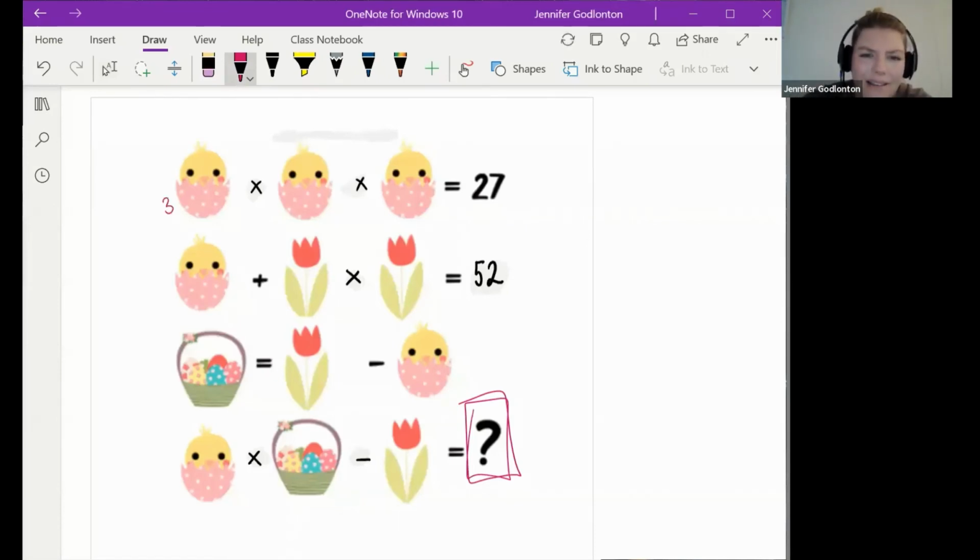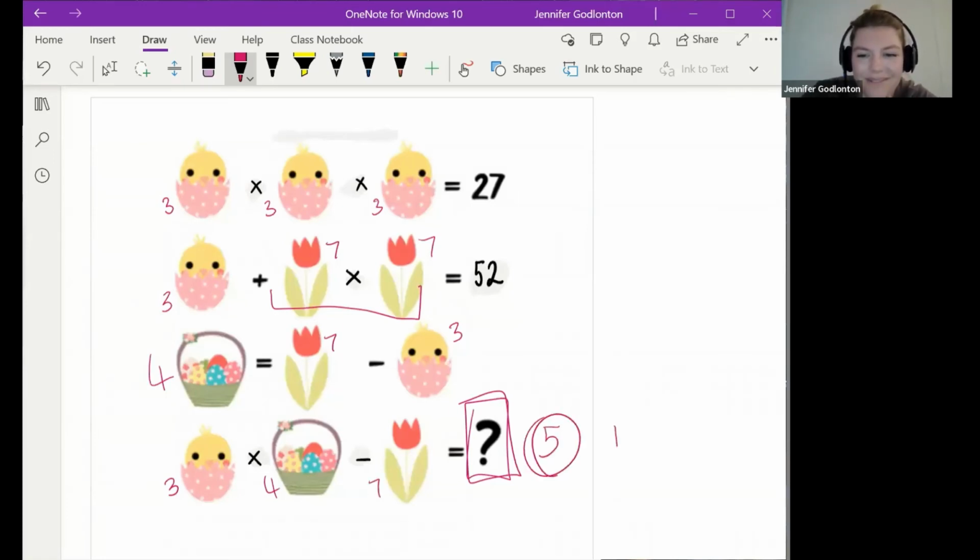Okay, let's quickly go through this and then let's go back into our patterns. As Catherine said earlier, 3 times 3 times 3 is going to give us 27, which means our chicken and our egg is 3. Then 52 minus 3 is going to give us 49, which means something times something has to be 49. So our tulips are 7. And so this is 7 minus 3, which is 4. So 3 times 4 is 12. 12 minus 7 is 5. Nice job. Well done, guys.